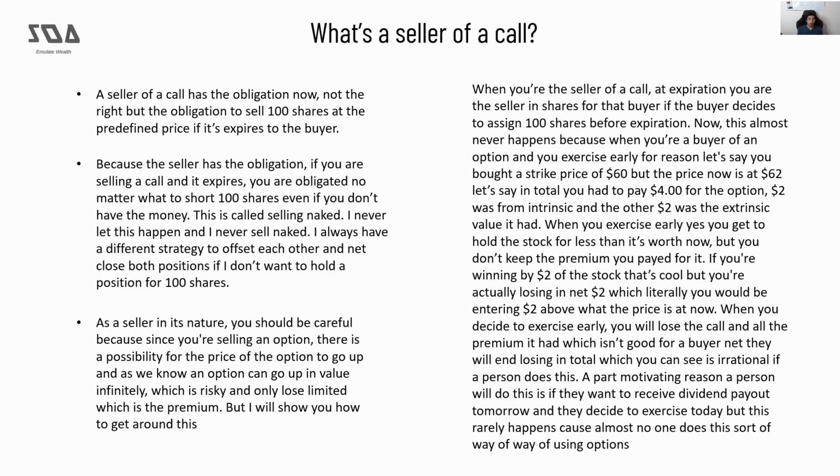Now, another part of being a seller of a call is that, because the seller has the obligation, if you are selling a call and it expires, you are obligated no matter what to short 100 shares, even if you don't have the money. That's called selling naked. I never let this happen, because I never sell naked, and you shouldn't either, because it's very, very risky. Selling naked is when you don't have the money, and then the shares happen to. So selling naked means that, let's say you decided to sell a call right here, right?